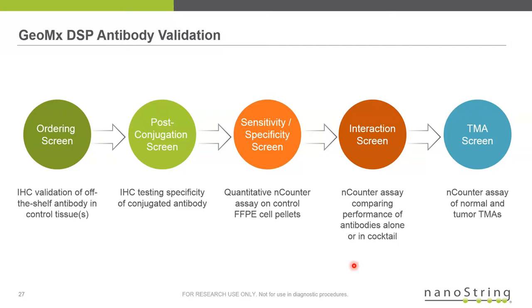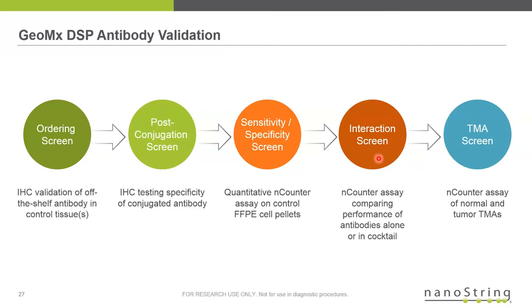We then put the unique DNA tag on it, so we conjugate it, and then we determine that we still retain the same specificity as before we put the tag on. We then do a variety of screens for sensitivity and specificity. We make sure that those antibodies behave the same when you analyze a sample with that antibody alone, and when you combine that with all the antibodies in the panel.